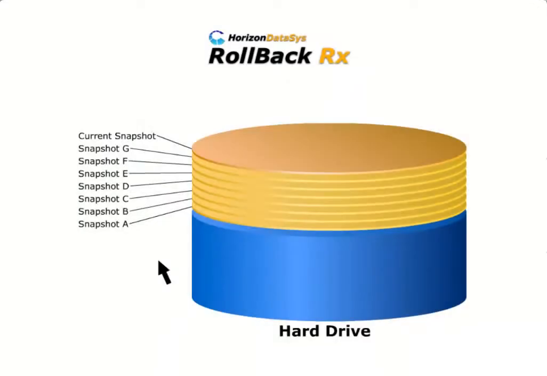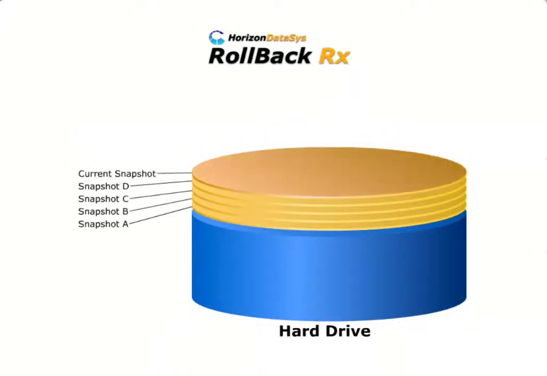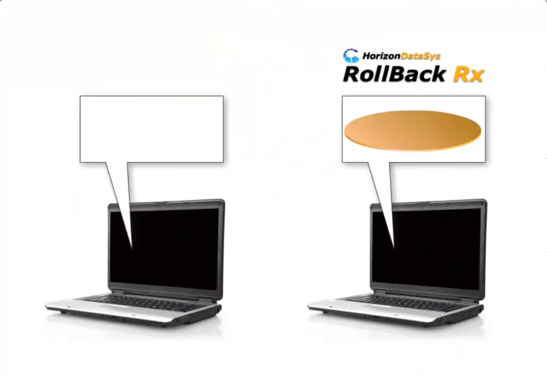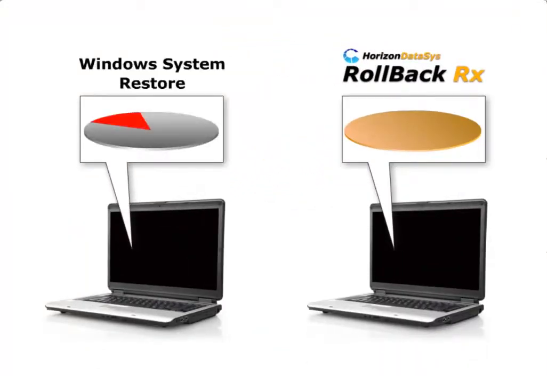In addition to taking virtually unlimited snapshots, RollBack RX enables users to roll back to any snapshot. Unlike Windows System Restore, which can only restore Windows System files and some program files, RollBack RX restores program files, system files, data, everything, right down to the last byte.